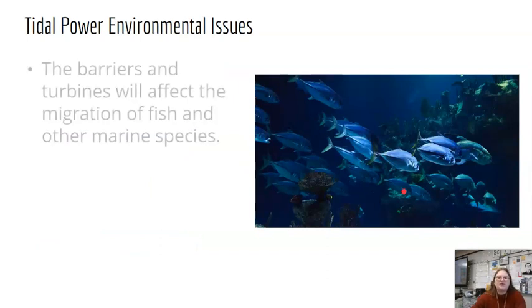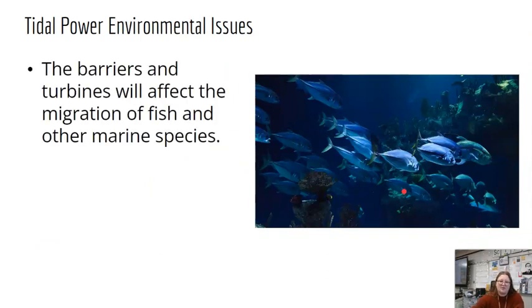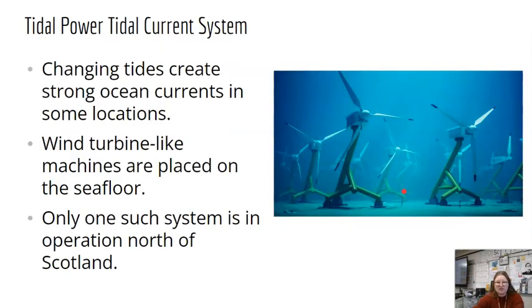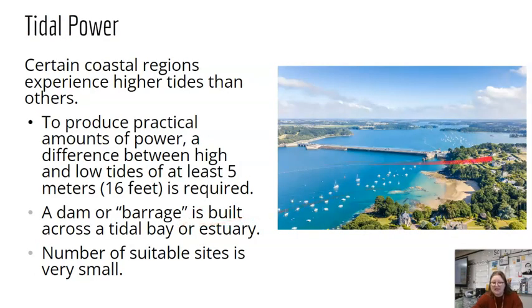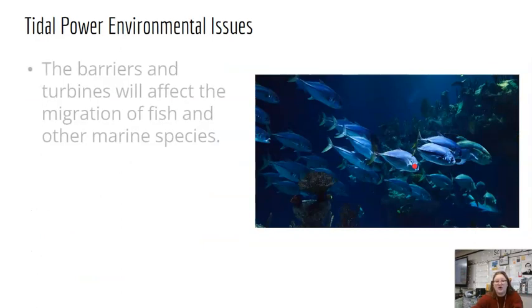All right, so environmental issues that come with tidal power. The barriers and the turbines affect the migration of fish and other marine species. These are turbines along the ocean floor, so if that's normally where fish and other species are swimming, that's an issue. If we look at this dam across, no matter what spaces are underneath that, we are disturbing the natural movement of the organisms through that water space.